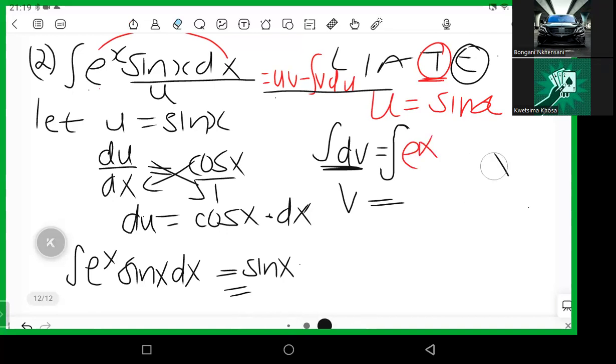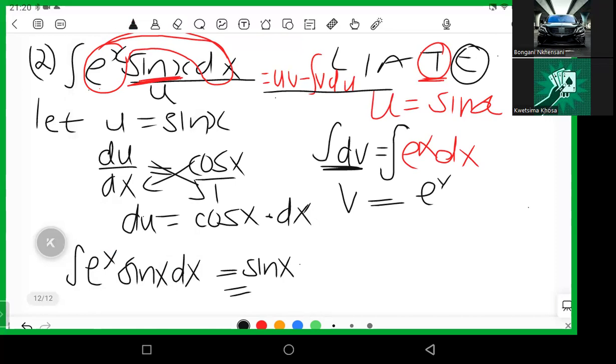So I made a mistake there. So I hope you guys won't get confused. The remaining, since this one is our dv, then sine x is our u. So the remaining e to exponent x dx is dv. So our v is e to exponent x plus c. So hence here we'll put e to exponent x. I just made a mistake there. Then du will be cosine x dx.